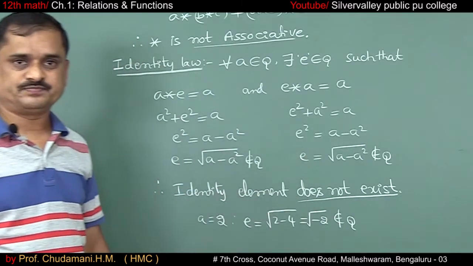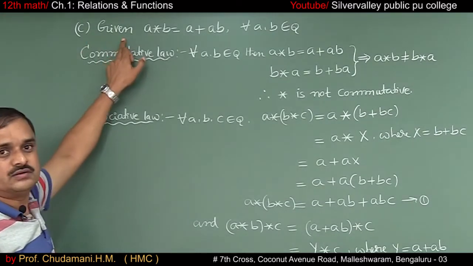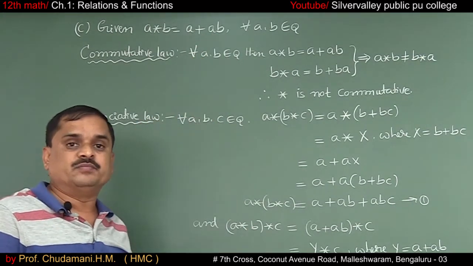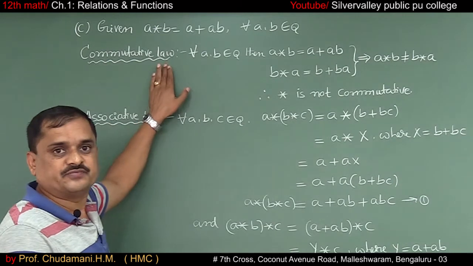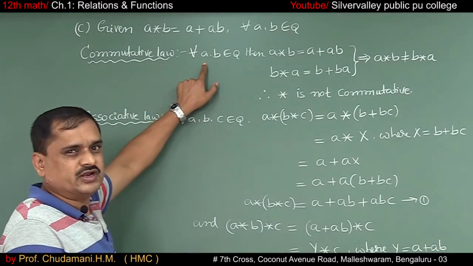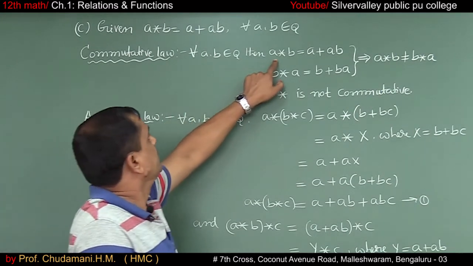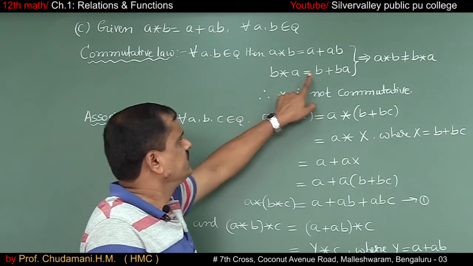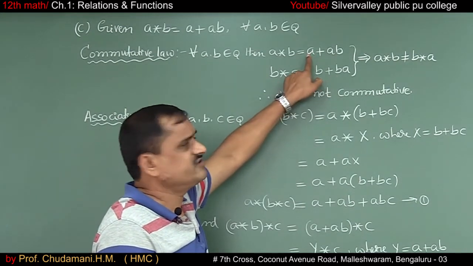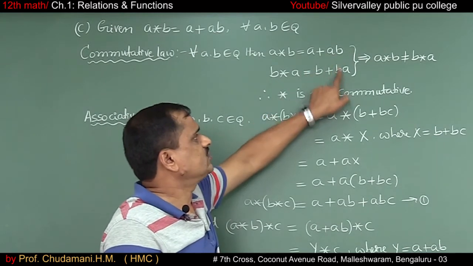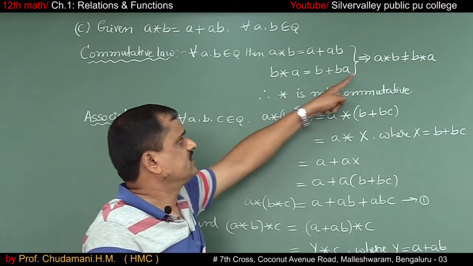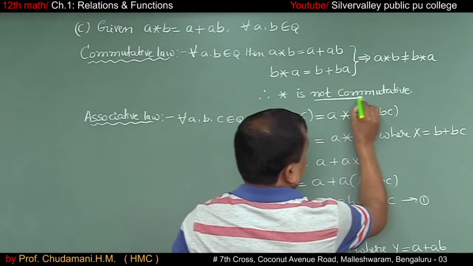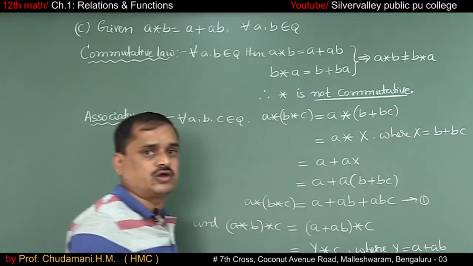The same explanation. C. Given A star B is equal to A plus AB for all A comma B belongs to Q. Let us verify commutative law. For all two elements A and B belongs to the set Q, A star B is equal to A plus AB. B star A is B plus BA. This is A whereas this is B. These two are same, no problem. Clearly, A star B not equal to B star A. Therefore, star is not commutative.